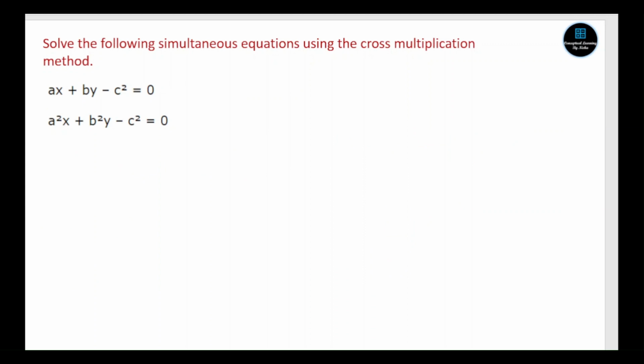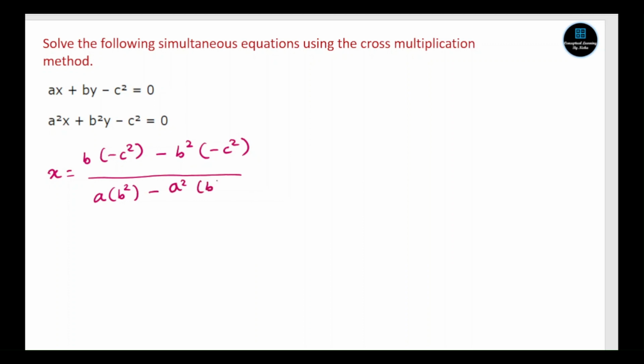See, applying the same formula. Okay, write the formula for x and y. So I'm just writing the values by substituting them. So here the equations are given in standard form, so no need to do anything. So I'll just write b into minus c square, then minus b square into minus c square. Apply the signs correctly so that you can avoid all the silly mistakes. Alright. And then for this the cross multiplication of a into b square minus a square into b.